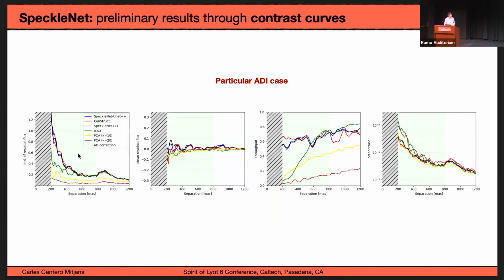This is a particular IDI case that I want to highlight. There you have the contrast curve again, the throughput calculated, and this is the standard deviation of the residual flux and the mean of the residual flux. What you see here, for example, in the contrast curve, is that PCA is reaching a little bit better contrast, right? But if you look at the throughput at small angular separations, the neural network-based models have very nice throughput. But at the same time, the reconstruction of the speckle noise is not that good at this angular separation for neural networks.